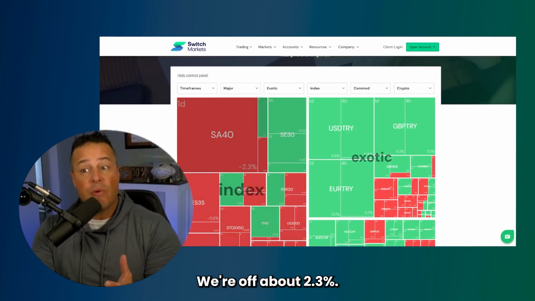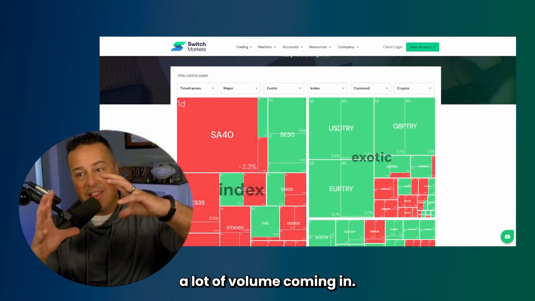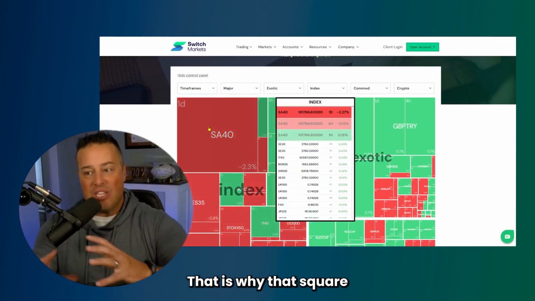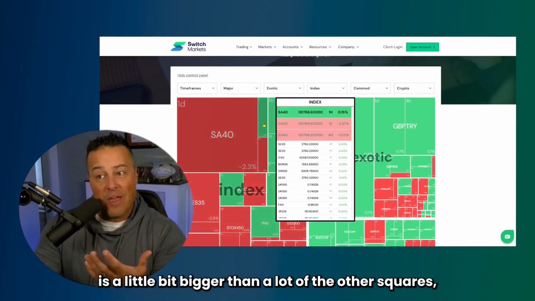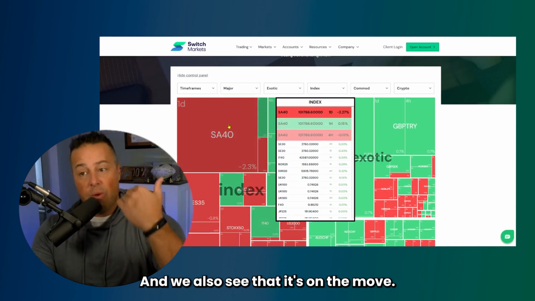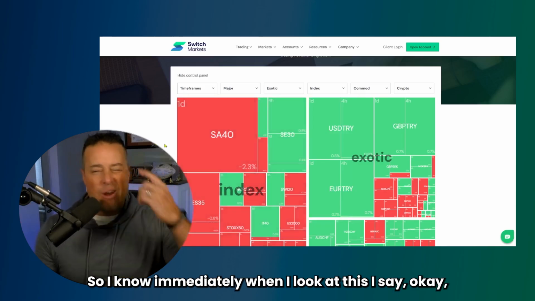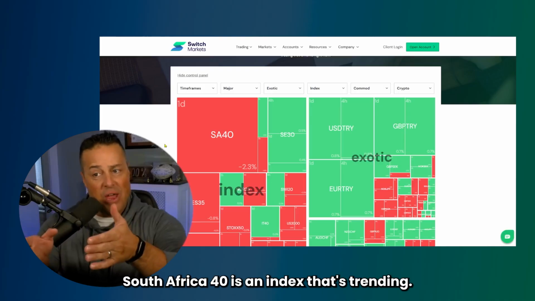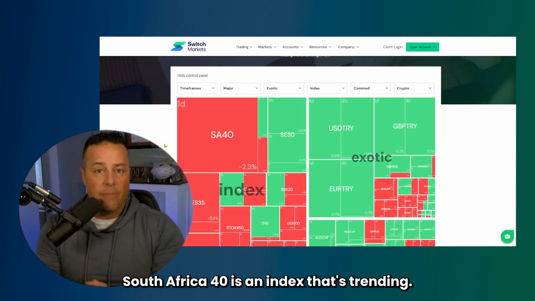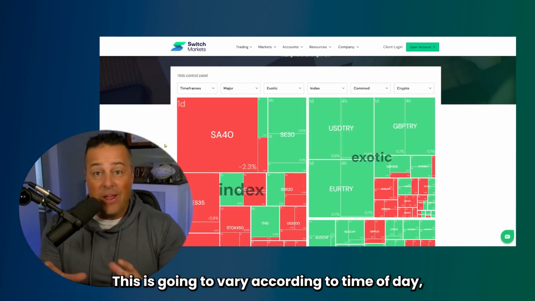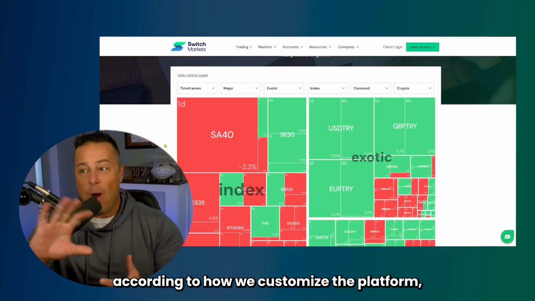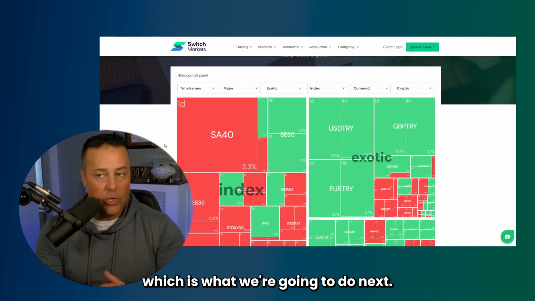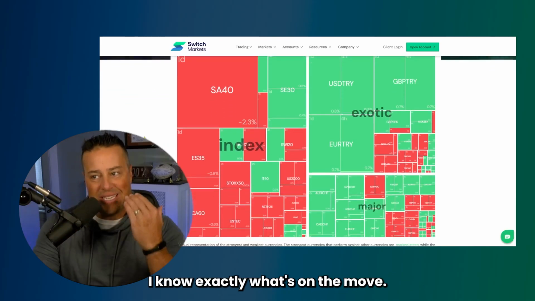We're off about 2.3%. And also, you've got a lot of volume coming in. That is why that square is a little bit bigger than a lot of the other squares, because the volume's there, and we also see that it's on the move. So I know immediately when I look at this, I say, okay, South African 40 is an index that's trending. Now, this is going to dip. This is going to vary according to time of day, according to how we customize the platform, which is what we're going to do next. But this right now, I know exactly what's on the move.